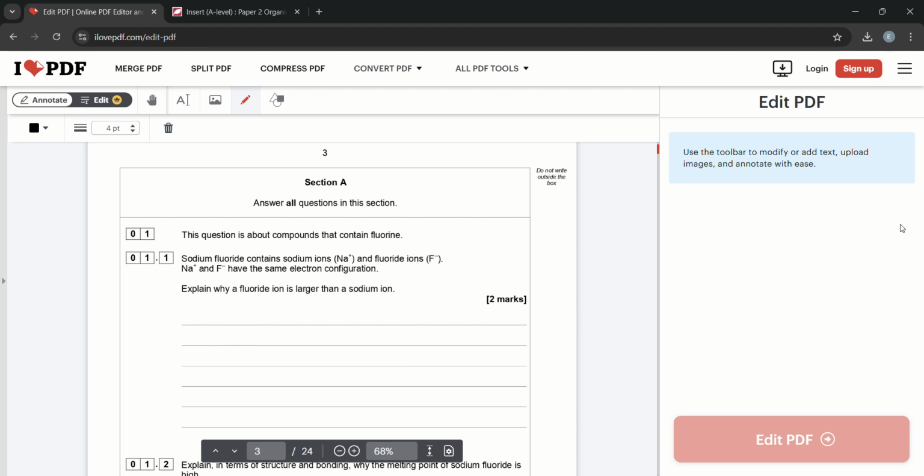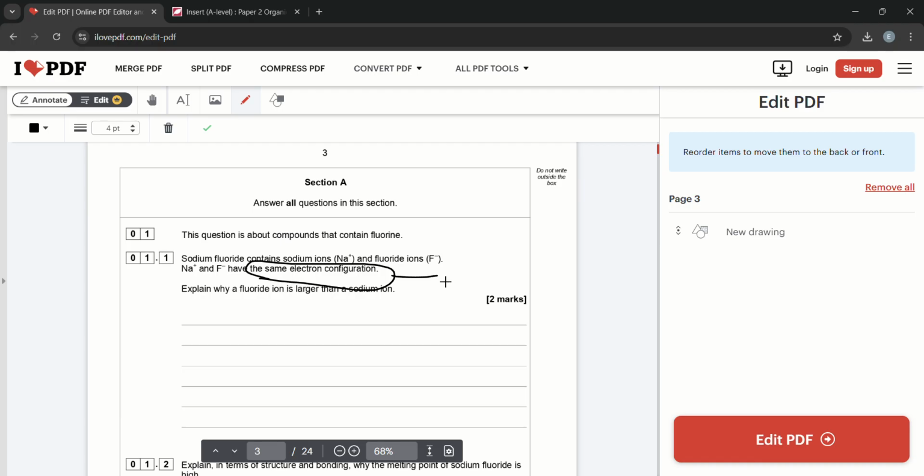Question 1. This question is about compounds that contain fluorine. Sodium fluoride contains Na+ sodium ions, and fluoride ions F-. Na+ and F- have the same electron configuration. So therefore they're isoelectronic. Don't really need to know that, but it just means same electron configuration.